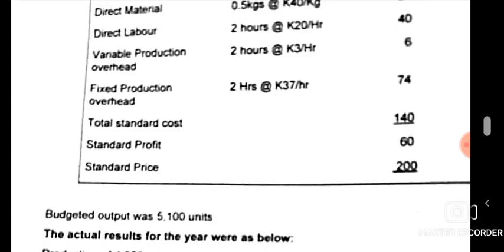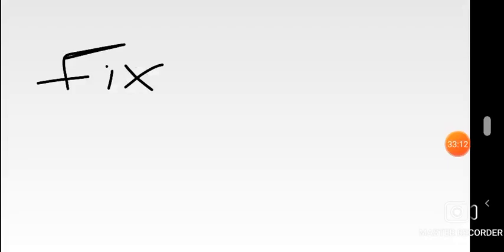As of course standard. So take note of all those figures again. The budgeted output, we'll come and use it very well. Just take note of that as well. So they've asked us for fixed overhead efficiency.